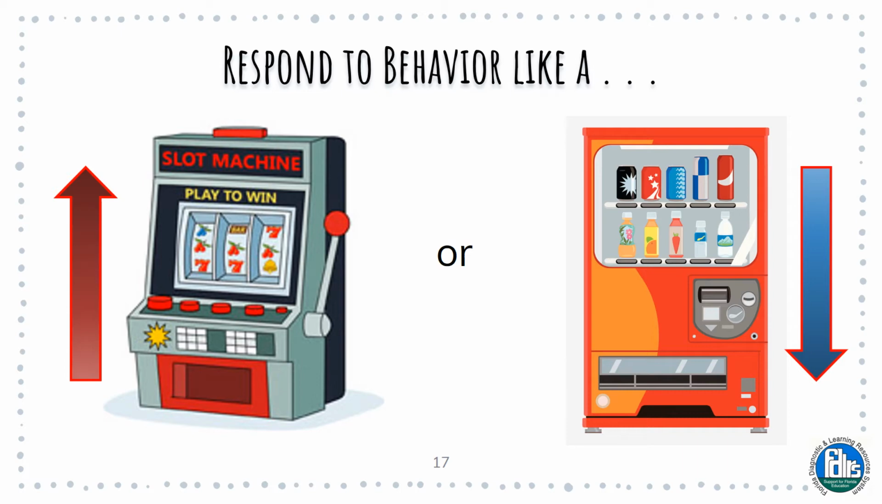When I go to a slot machine, I put it in, I pull the handle. I don't say, wow, I didn't win the jackpot, I'm mad. We expect that sometimes you win, sometimes you lose. So we need to take this understanding of slot machine versus soda machine, inconsistent rewards to consistent and almost boring rewards, and apply it to our students' behavior. We're going to respond to positive, responsible, appropriate behavior like a slot machine.